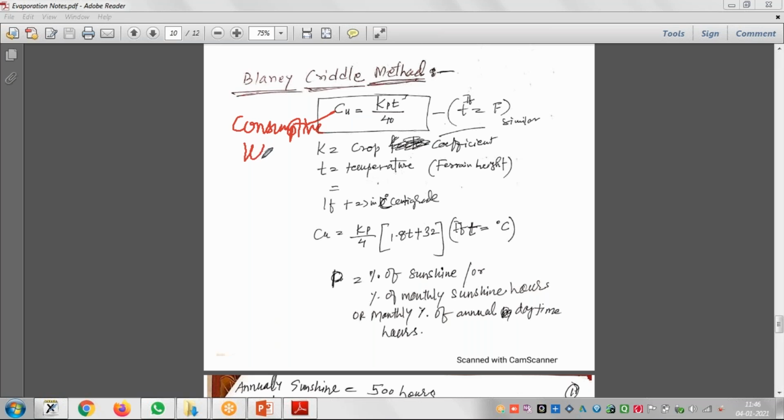Consumptive use is equal to K into P into T divided by 40. First of all, I will tell you what K, P and T are. K is the crop coefficient. Crop coefficient means, suppose some plant is there, this plant will take some water. So different plants have different coefficients.